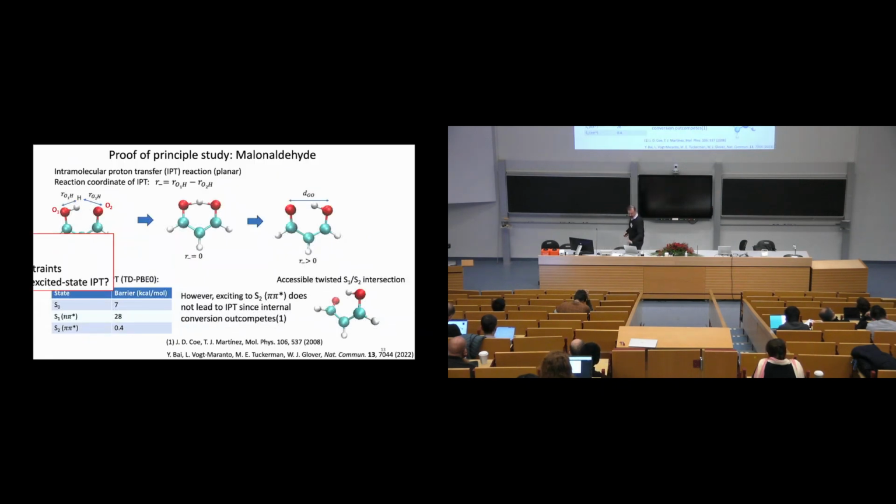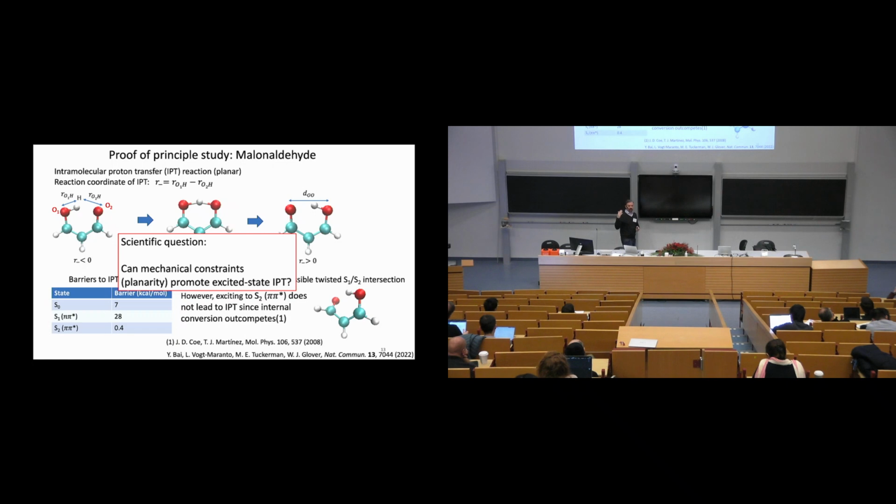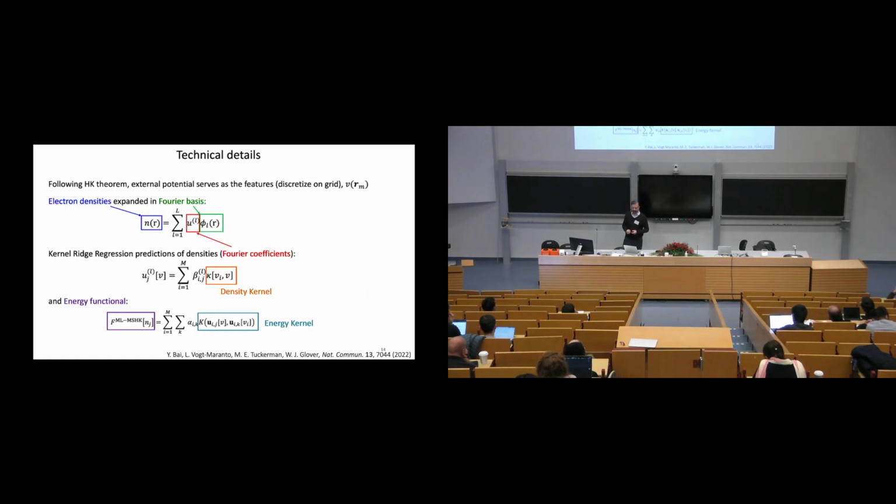So in applying our ideas, the key scientific question we would like to address, in addition to developing methodology, is how we can use mechanical constraints to promote excited state intramolecular proton transfer in this molecule. The idea is that the conical intersection responsible for the internal conversion has a lot of twisting in the backbone, and so if we can maintain planarity in the molecule, perhaps we can reduce the rate of internal conversion and then promote proton transfer.